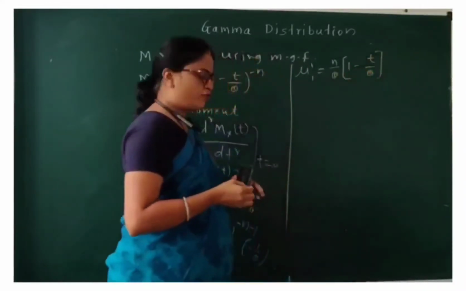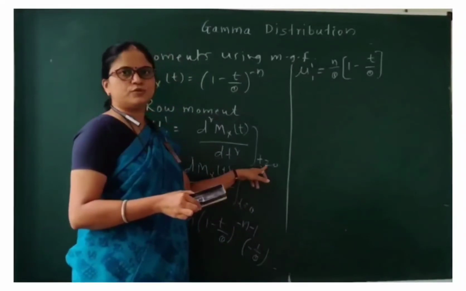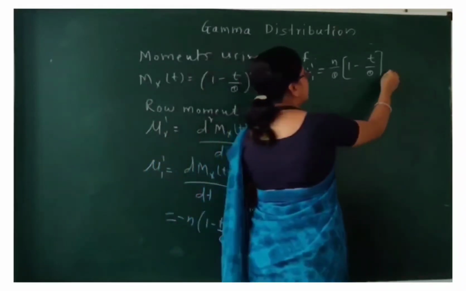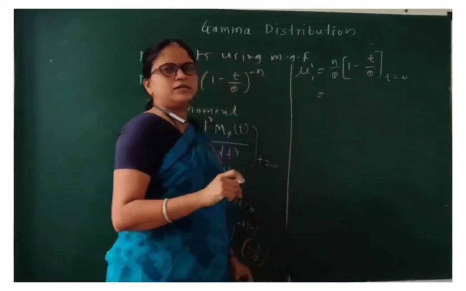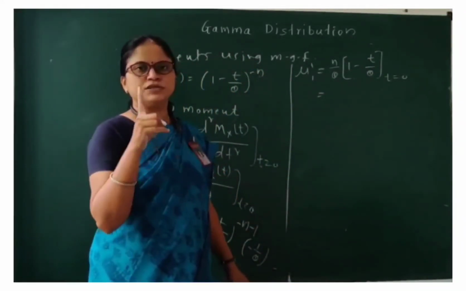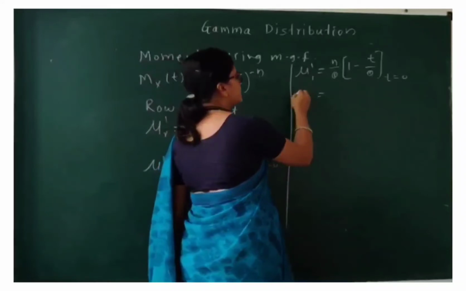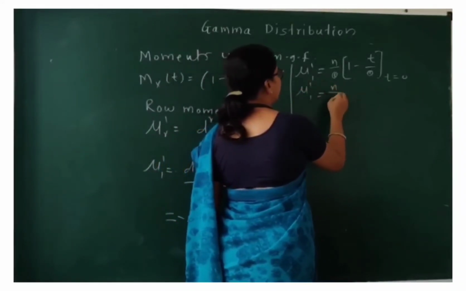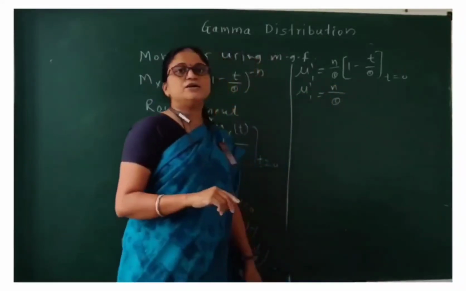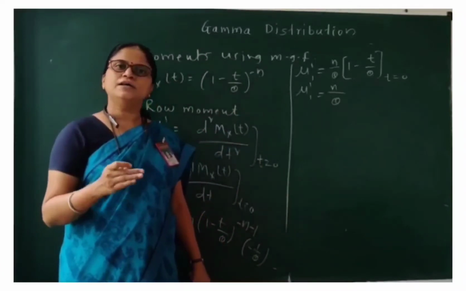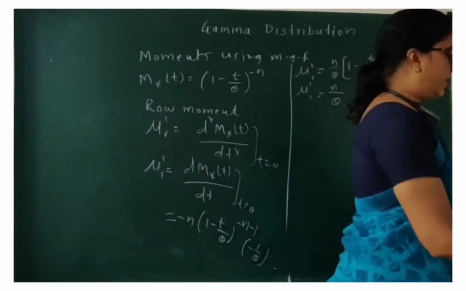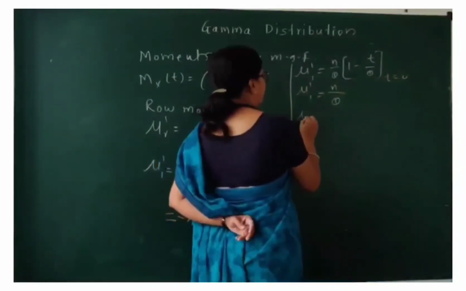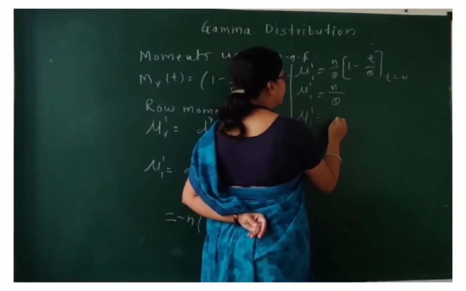If you observe my definition, I need to put the value of t as 0. So if you put t is equal to 0, then the bracketed term gives me value as 1, and hence mu1 dash is equal to n divided by theta, which is the mean of the gamma distribution. Fine. Now let me find the value of mu2 dash.